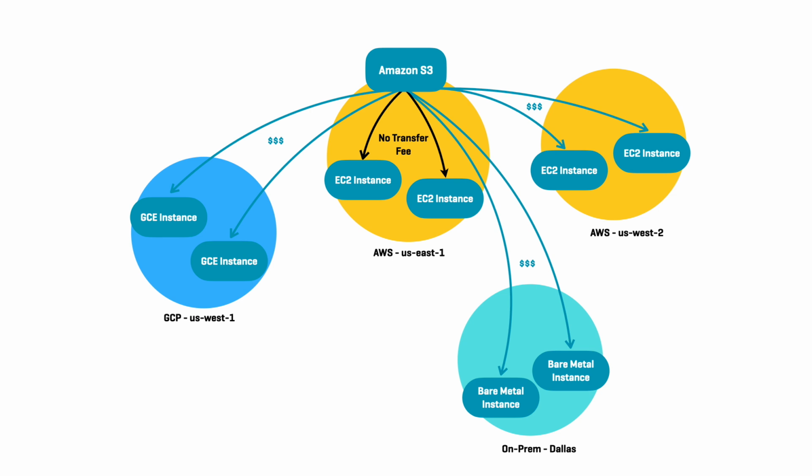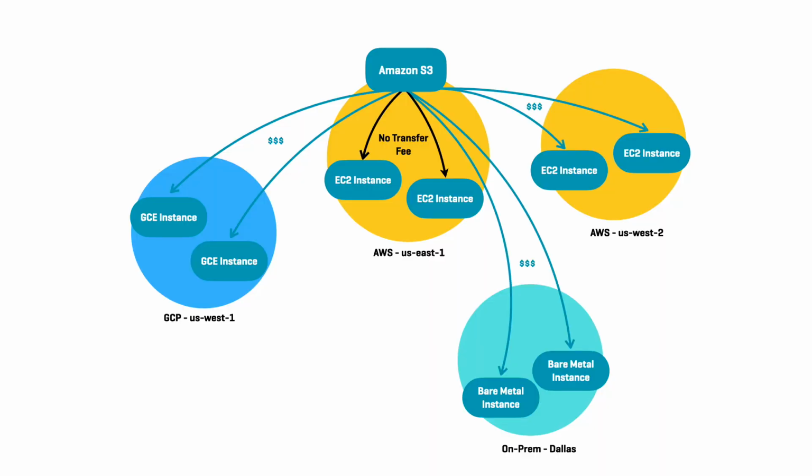The focal point of this example and the diagram is the S3 bucket that is hosted in the US East 1 region. Data transfer between that S3 bucket and the EC2 instances in that same region are free of charge. That means those EC2 instances will not incur any transfer fees. There are no cloud egress charges. Everything stays within that same region.